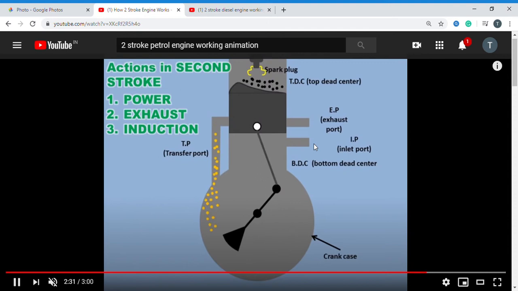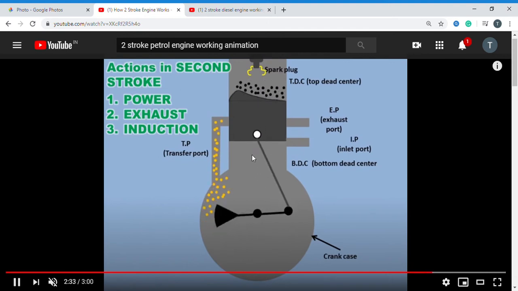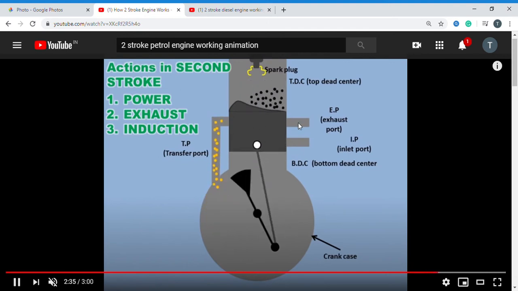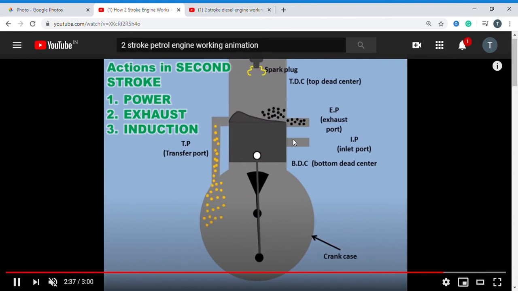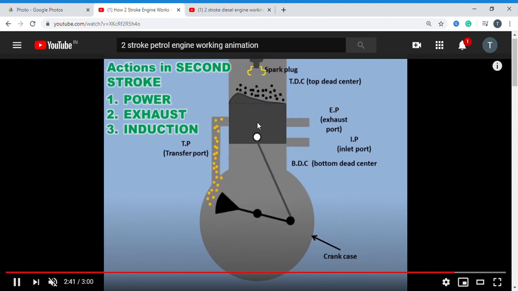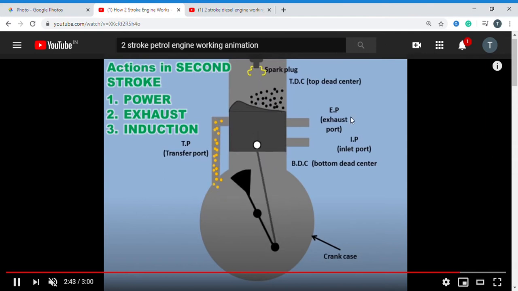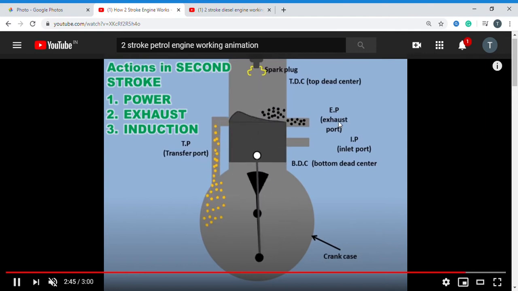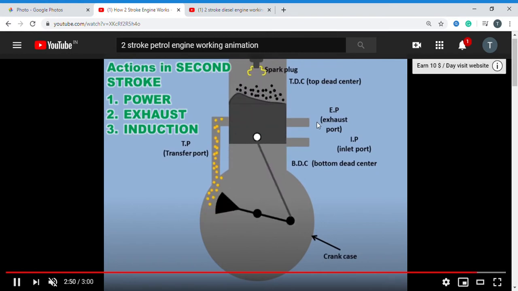So here in the first stroke, the piston moves from BDC to TDC: suction process and compression take place. When the piston moves from the TDC to BDC, combustion and expansion take place. That is expansion and exhaust taking place. So four working processes are completed within two strokes of the piston.